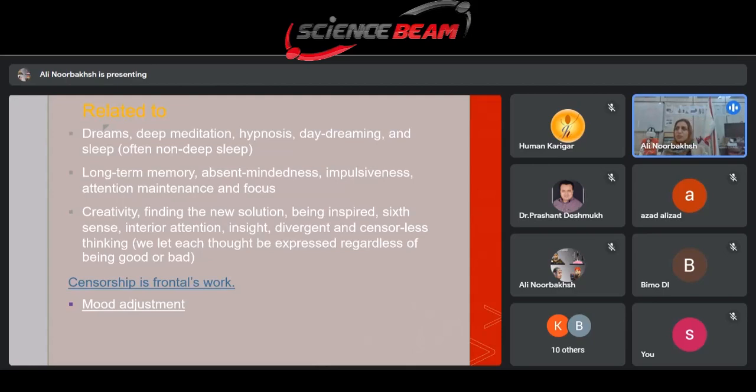It's related to dream, deep meditation, hypnosis, daydreaming, and sleep. And long-term memory, impulsiveness, attention maintenance, and focus. Creativity, finding new solutions, being inspired, sixth sense, interior attention, insight, divergent, and sensorless thinking. You know that censorship is a frontal work, okay?